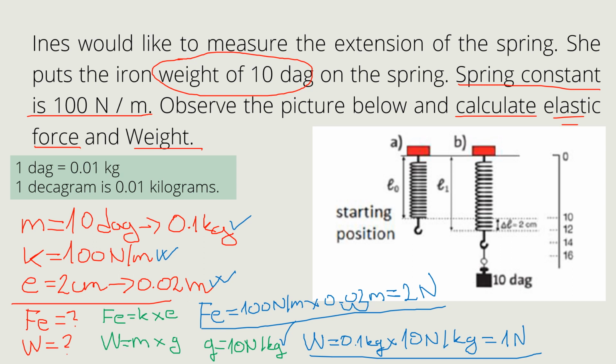So in this case, weight is 1 newton, and weight is pulling down the spring, and elastic force is acting in the opposite direction, so you can actually observe here what is going on.